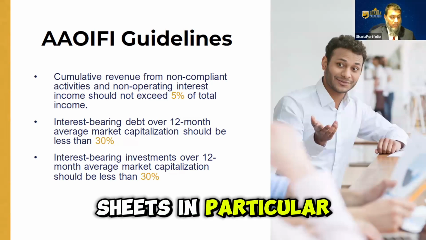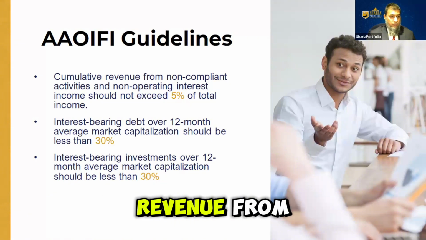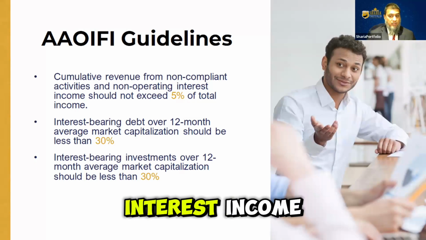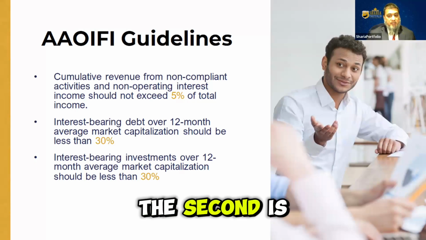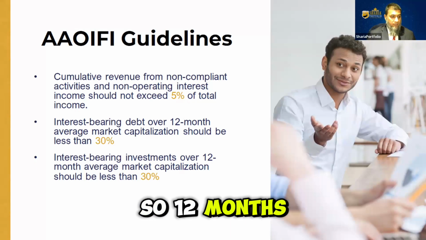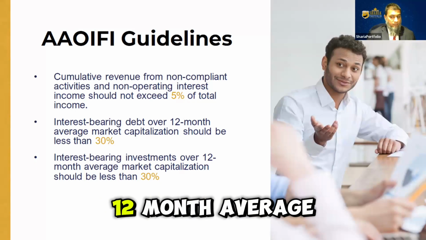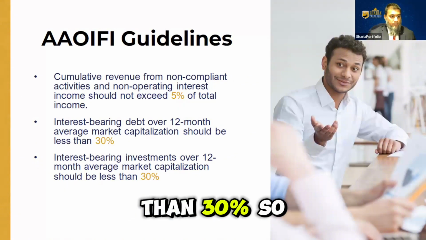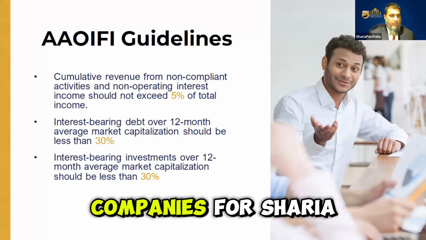income statements, balance sheets. In particular, we're looking at three things. The first is that any cumulative revenue, so the sum of revenue from non-compliant activities plus non-operating interest income, should not exceed 5% of total revenue. Okay, so this is the first thing. The second is that any interest-bearing debt over a 12-month average market cap, so 12-month price, should be less than 30%. And the third is that any interest-bearing investments over a 12-month average market cap or share price should be less than 30%. So these are the main financial metrics that we employ to screen companies for Sharia compliance.